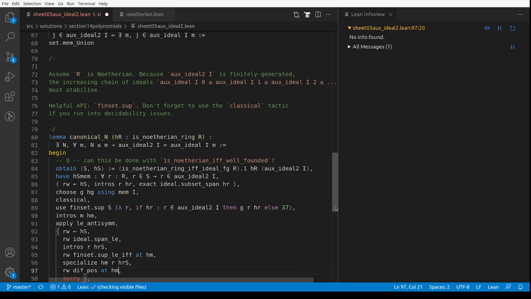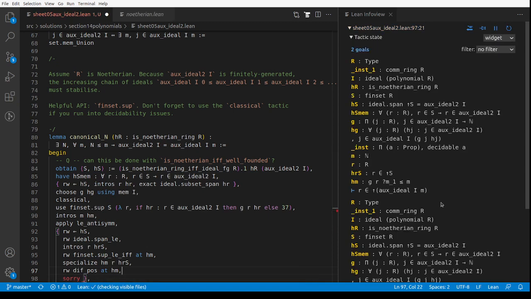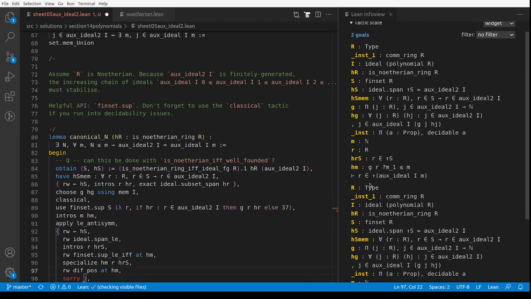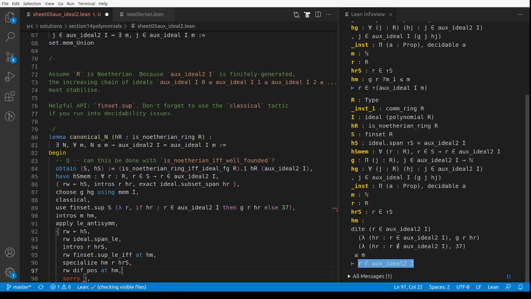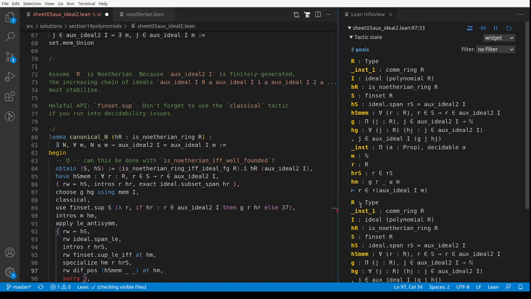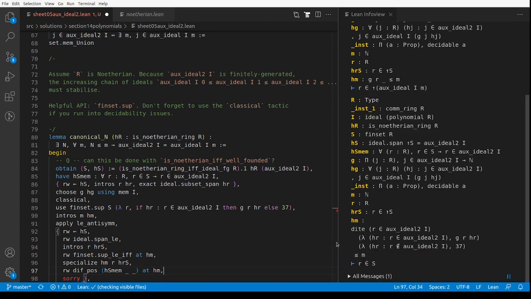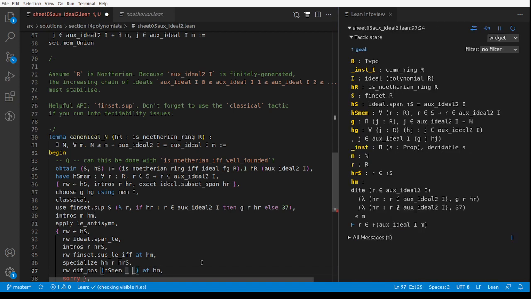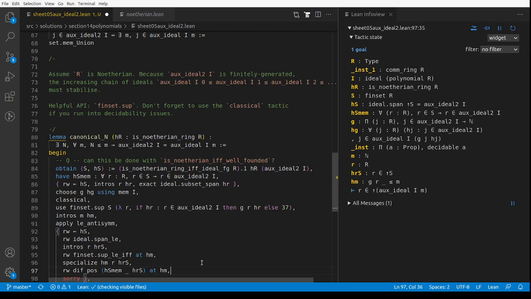at hm, and now we have this extra, there it is, we have this extra goal that we can actually probably fill now. Where is it from? It's from HS_mem, so let's put HS_mem something something. Does that still work? Yes. And now I've got to prove that R is in S, and that's HRS, so that's probably the last one. HRS. So that's worked.